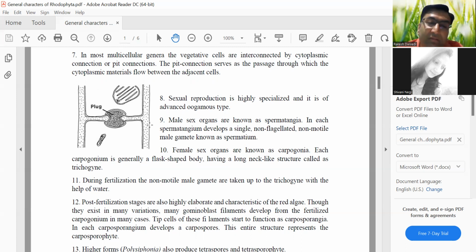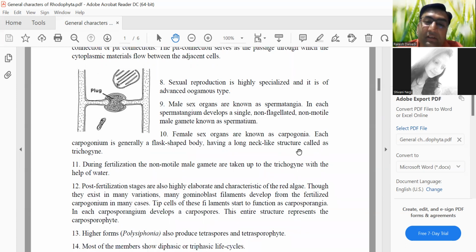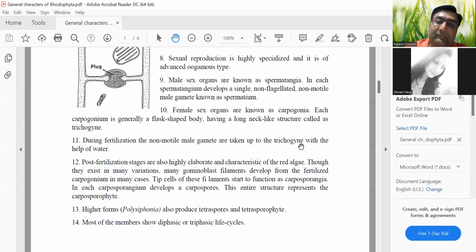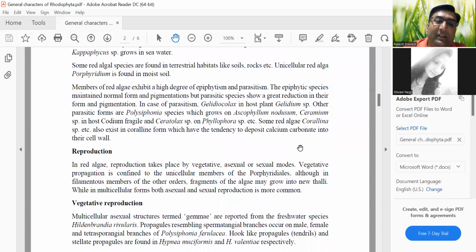So the female sex organs are known as carpogonia. The terms carpogonia and spermatia are used only for red algae, not for any other group of the algae. Each carpogonium is a flask-shaped structure having a long neck-like structure known as trichogyne, whereas the base is swollen.